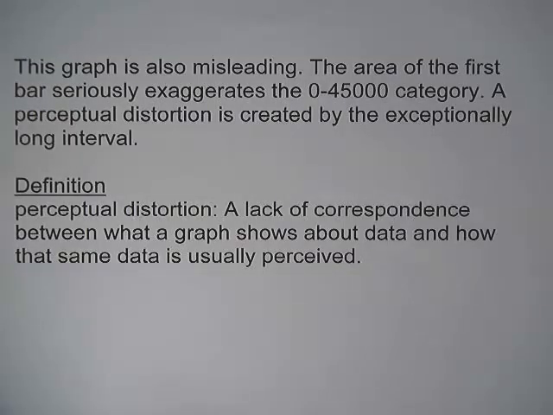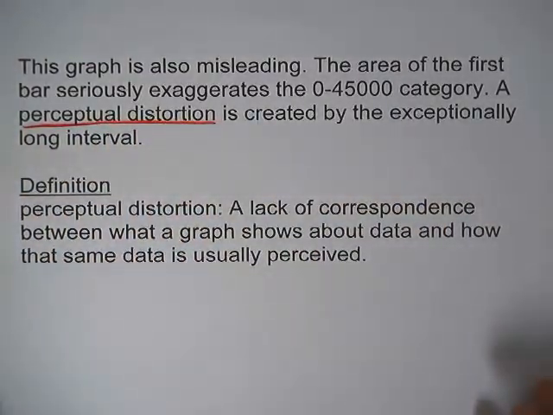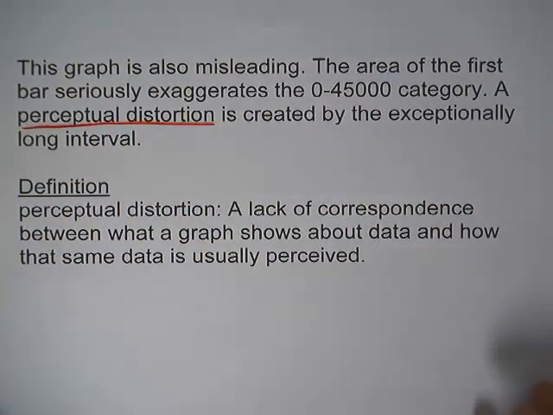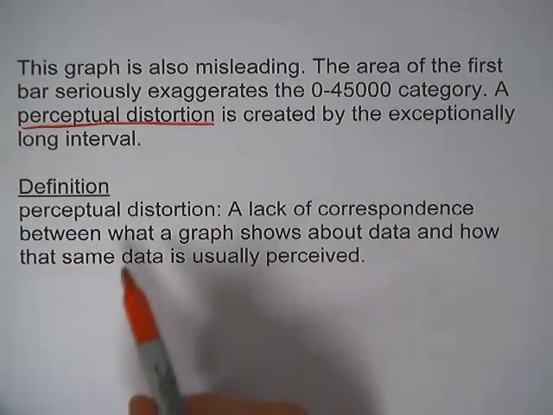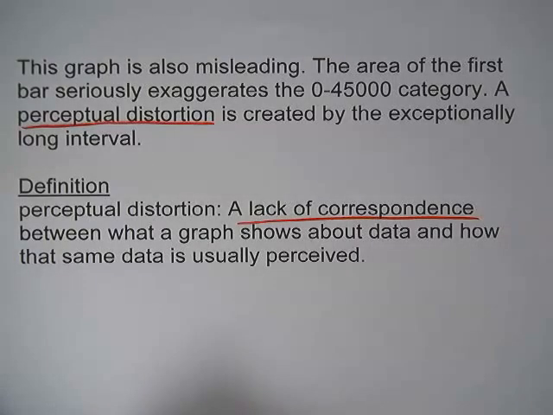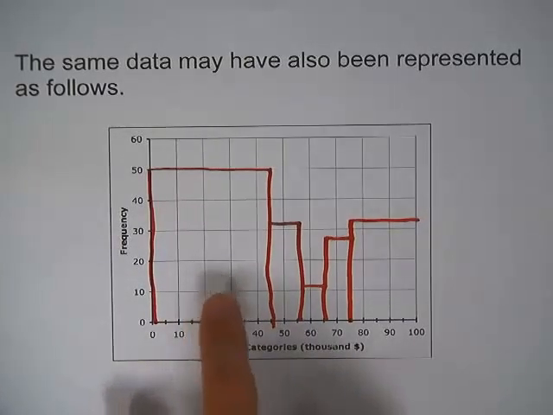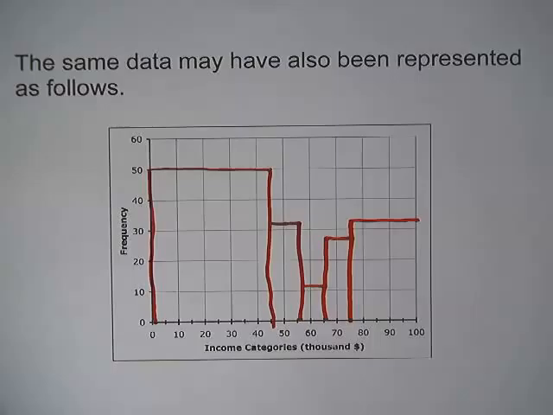A perceptual distortion is created by the exceptionally long interval, where a perceptual distortion is a lack of correspondence between what a graph shows about data and how the same data is usually perceived. So in this last example, again, we have a perceptual distortion just because this bar is so much bigger in area than that bar.